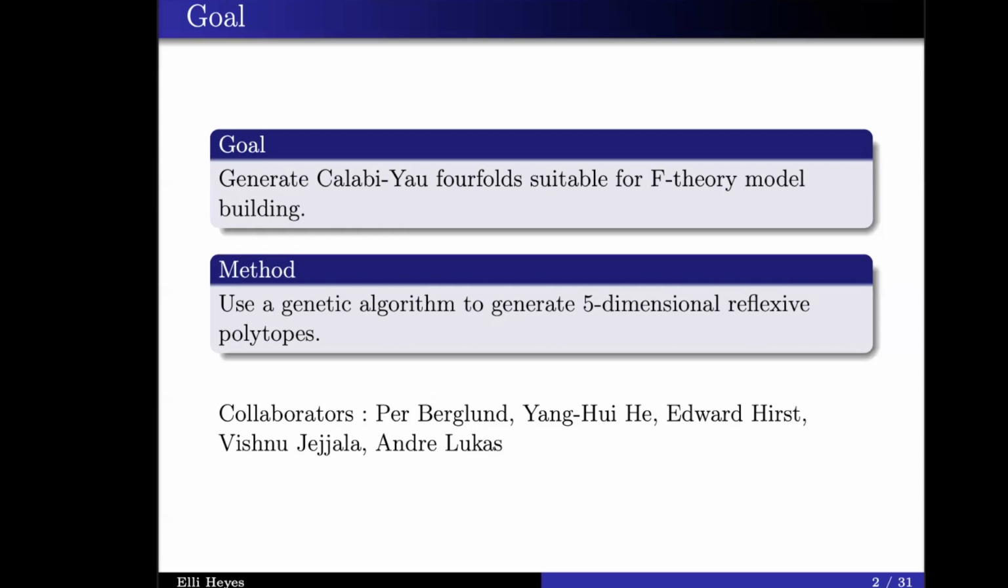In particular, we were interested to see whether we could generate five-dimensional reflexive polytopes, because there already exists a complete classification of all of these polytopes in the lower dimensions. In five dimensions, we only have a partial classification. So here we have the opportunity to generate something new. And the method we chose to generate these polytopes is genetic algorithms.